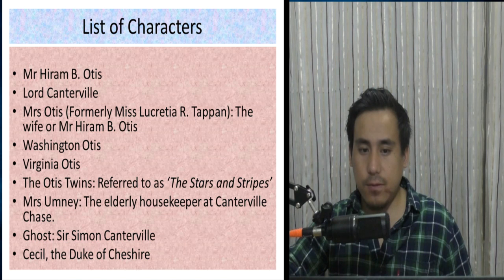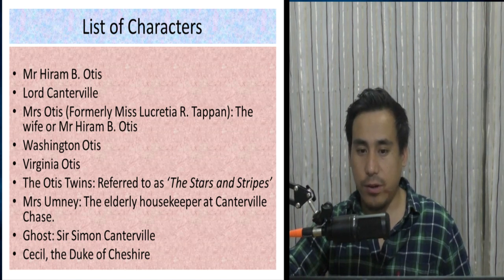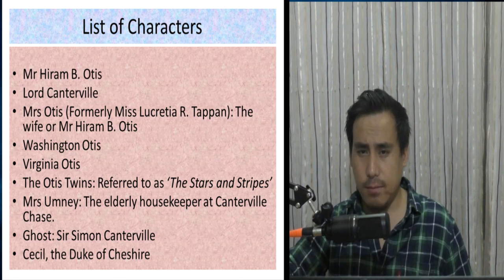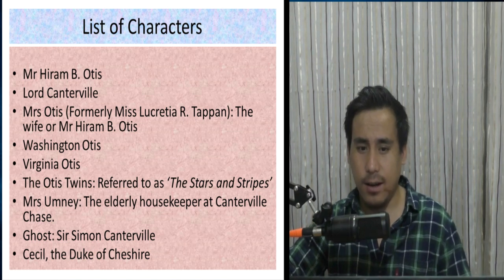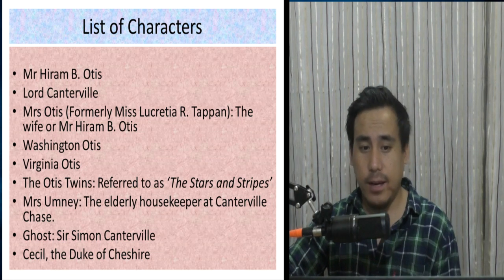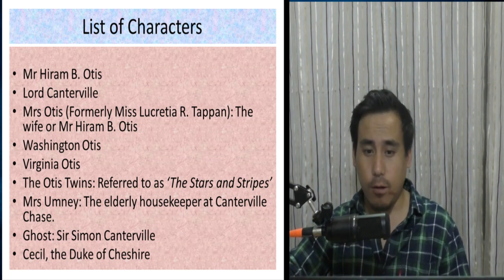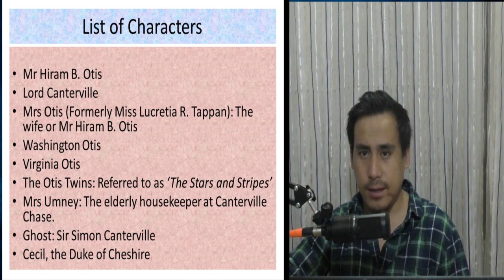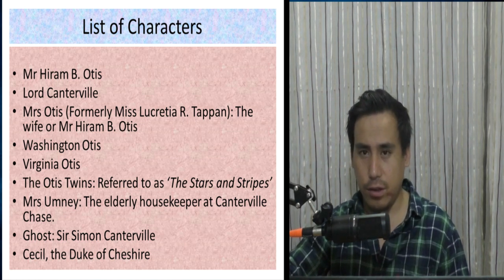Virginia Otis is the daughter of Mr. and Mrs. Otis and sister to Washington Otis and the Otis twins. By the end of the novella, she is married to the Duke of Cheshire, who has dreamed of and courted her for a long time. Virginia is also crucial in the story because she was the only one who has sympathy for the ghost, and that's something which we will be going through together.